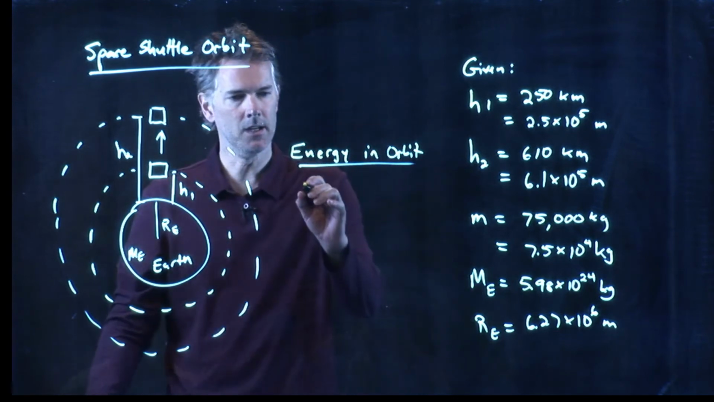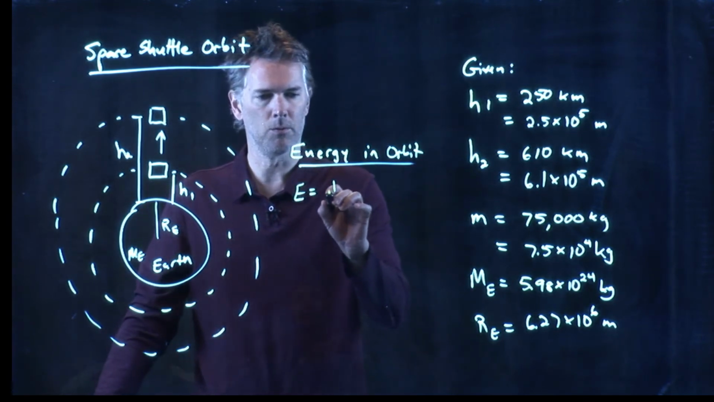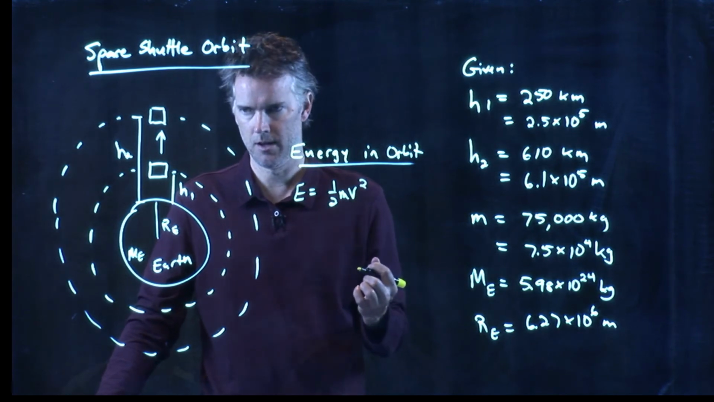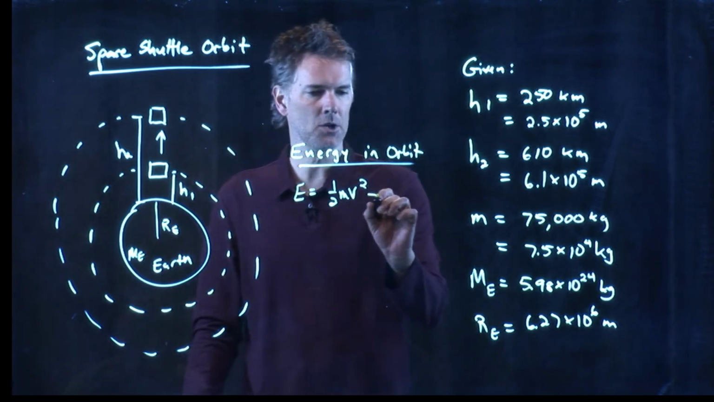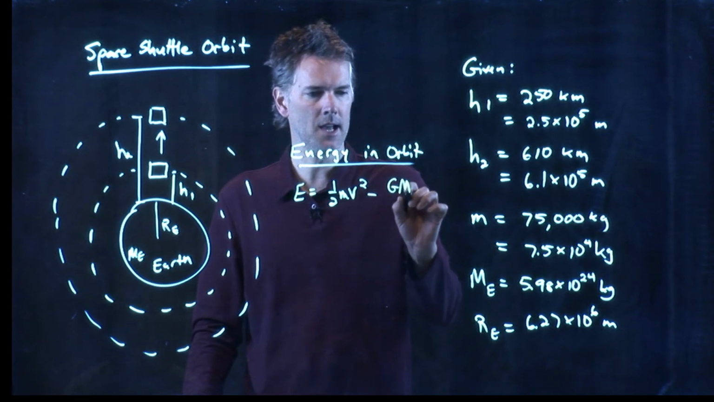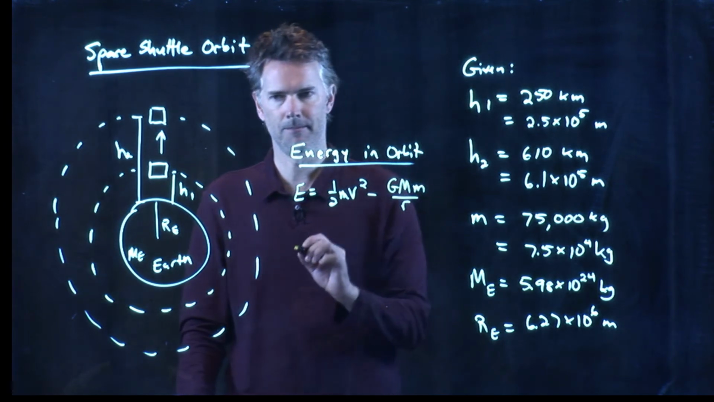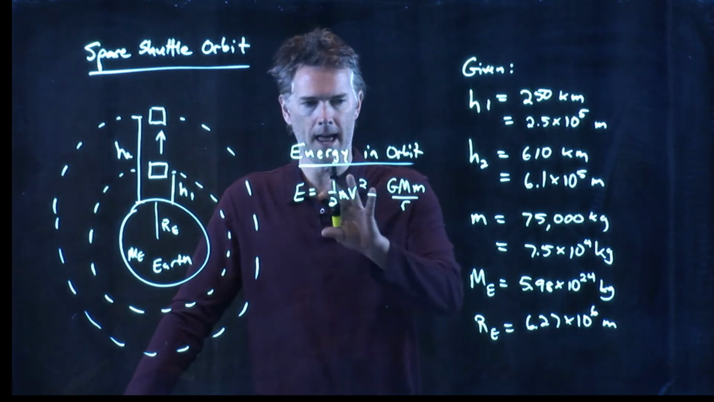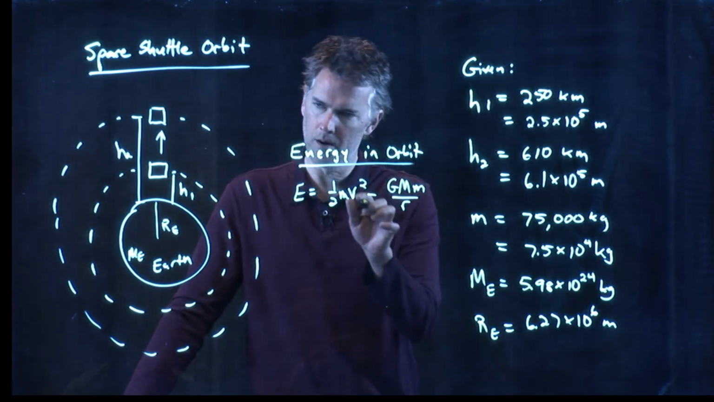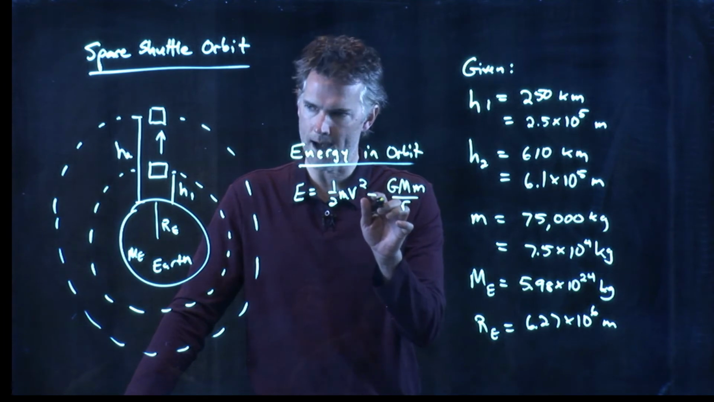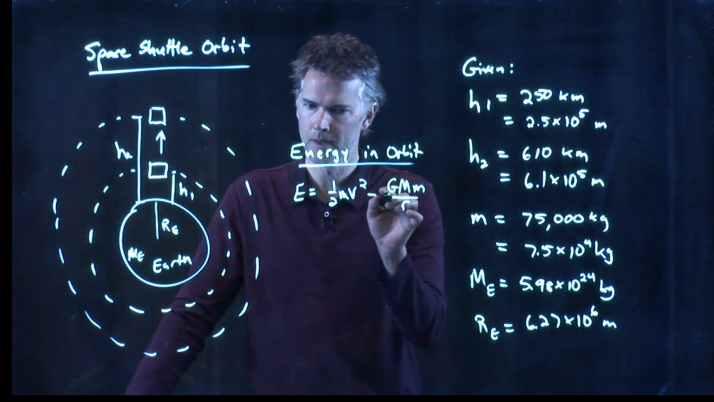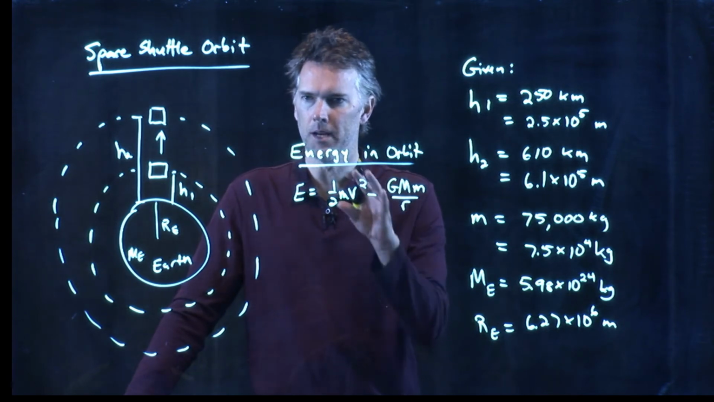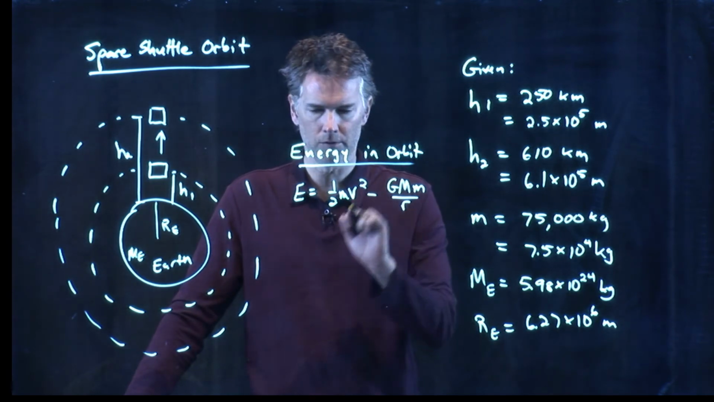Okay? Energy is, of course, 1/2 mv squared. It's moving, it has kinetic energy. But it also has gravitational potential energy, GMm over r. Okay? This is always true, kinetic plus potential. Remember, our potential energy for gravity is negative now. But we don't really know how these two things relate. And so we need another equation to relate those two.